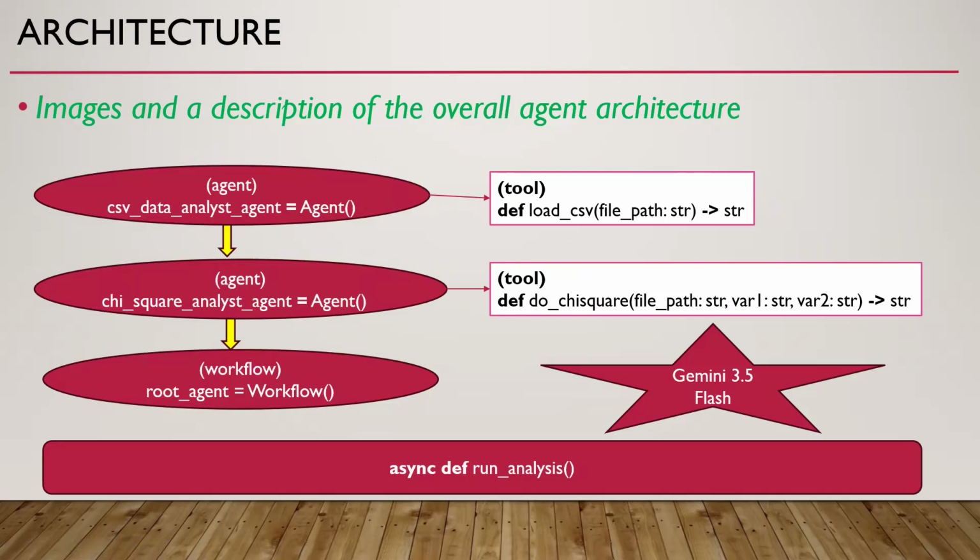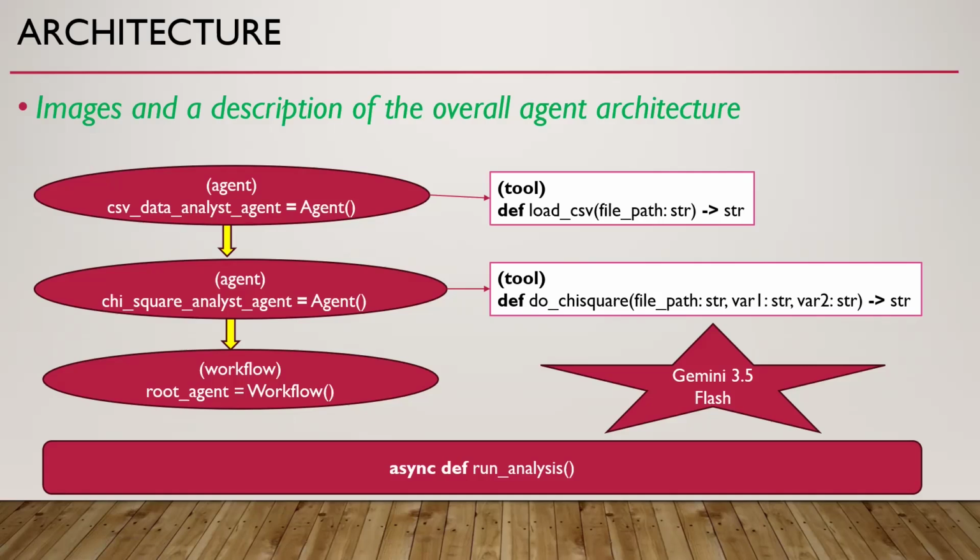I have coded two agents. One is labeled as CSV Data Analyst agent. This agent uses the tool that is Load CSV. Using this tool, a CSV data file is loaded, and this agent actually looks at the data, looks at the columns of the data, and generates insights from the data.